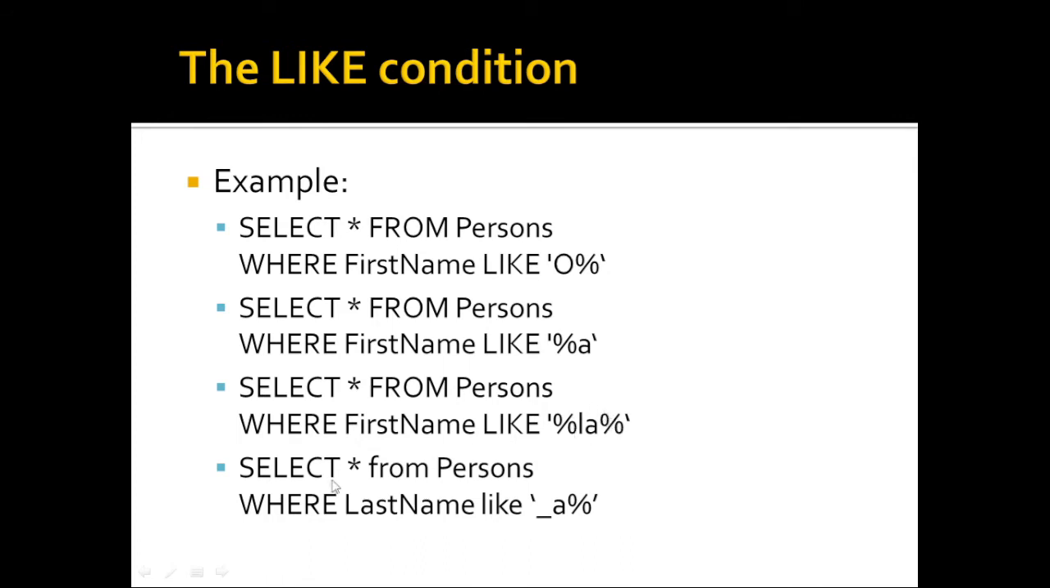This is for contains. SELECT * FROM persons WHERE last_name LIKE '_A%'. So this means that the first character can be any character, but the second character should be letter A, and the rest can be any group of characters.